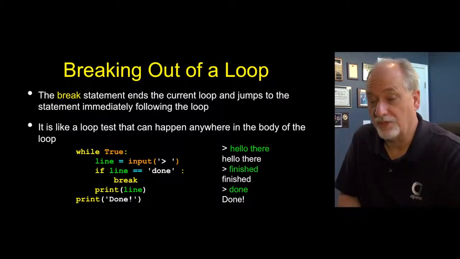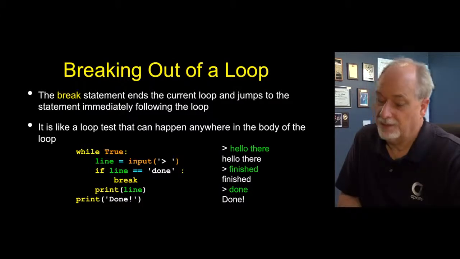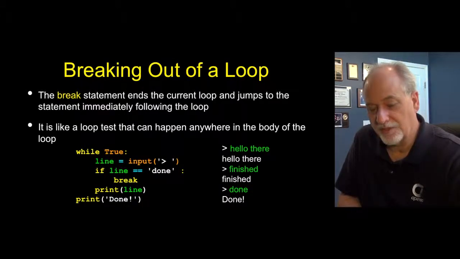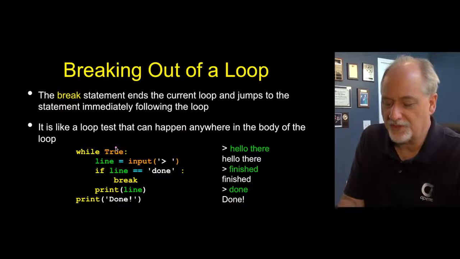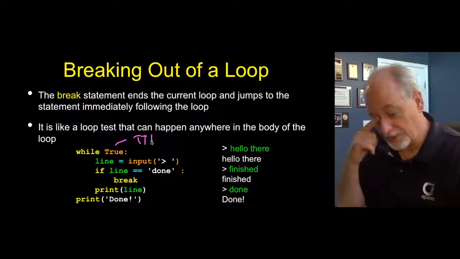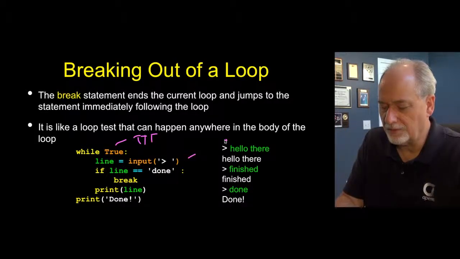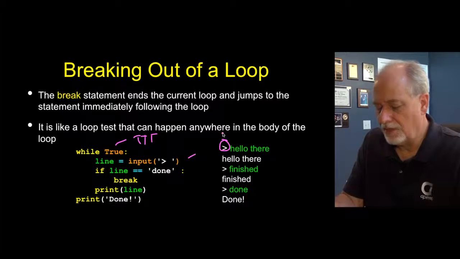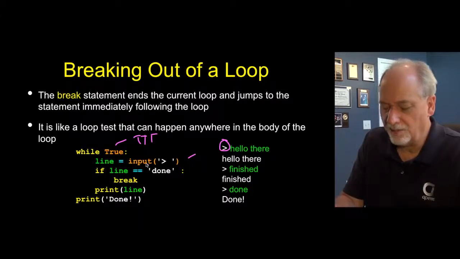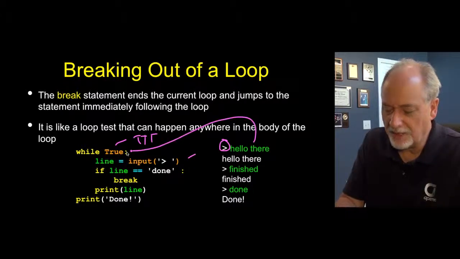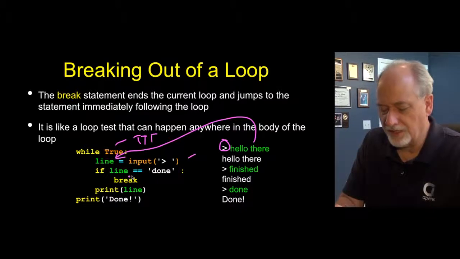In this case, I'm constructing an infinite loop because remember the definition of an infinite loop: this is going to stay true. Well, true is the constant true. So this is going to run forever. And what it's going to do is prompt with a little arrow and then let us type, and read whatever we type into the variable line. And then if the line is done, we're going to break.